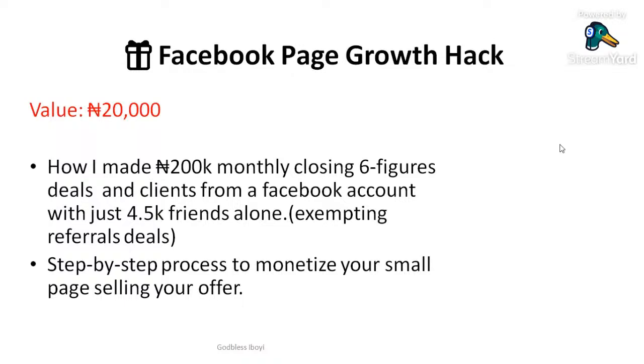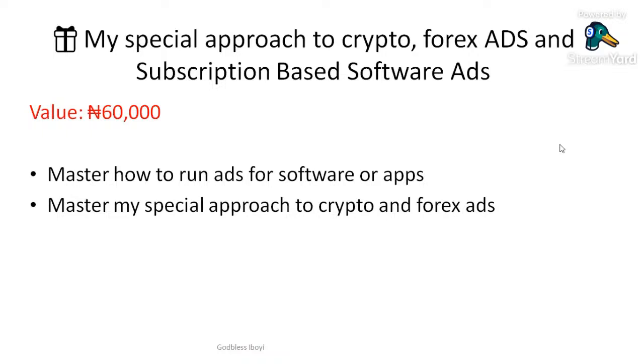Now, the next bonus you're going to get access to when you get the buyers to Massive Profit Academy right now is my Facebook page growth app, which is valued at 20,000 naira only. You're going to learn how I make 20K monthly, closing six-figure days, and clients from a small Facebook account of just 5,000 friends alone. I'm even getting referral deals right now. It's a step-by-step process to monetize your small page, selling your offer.